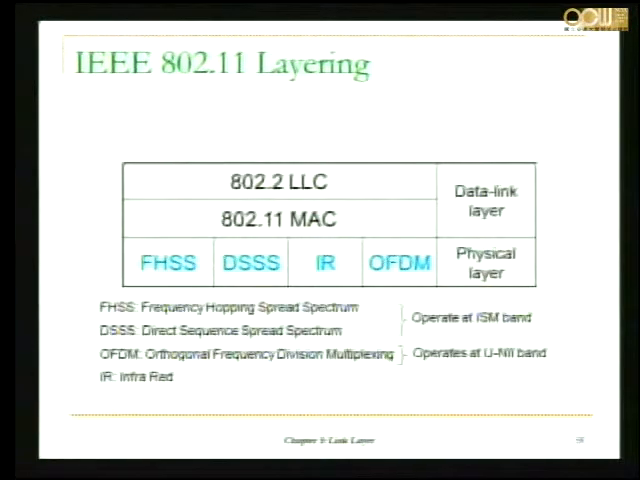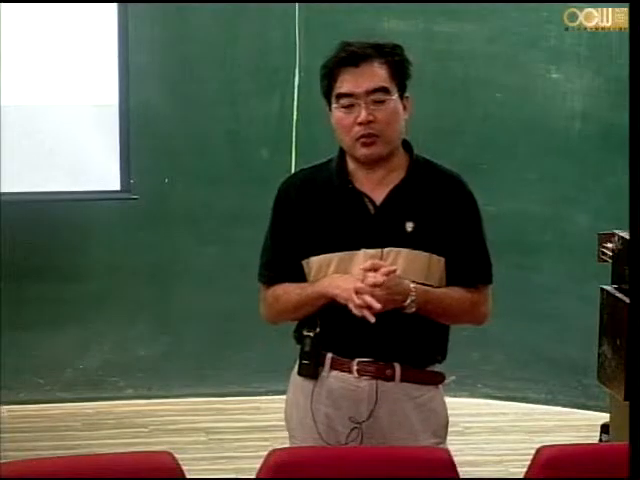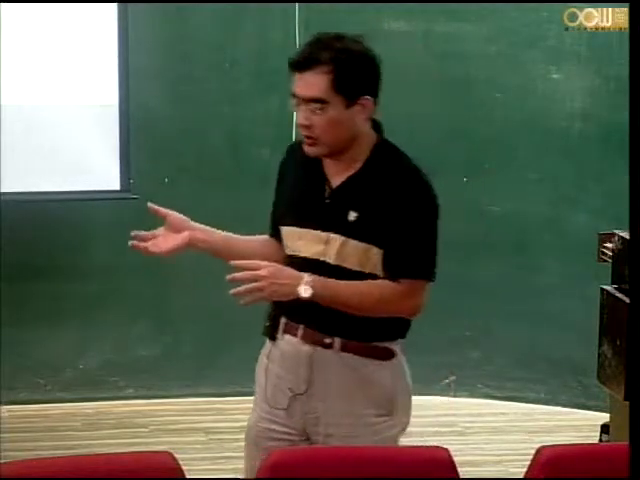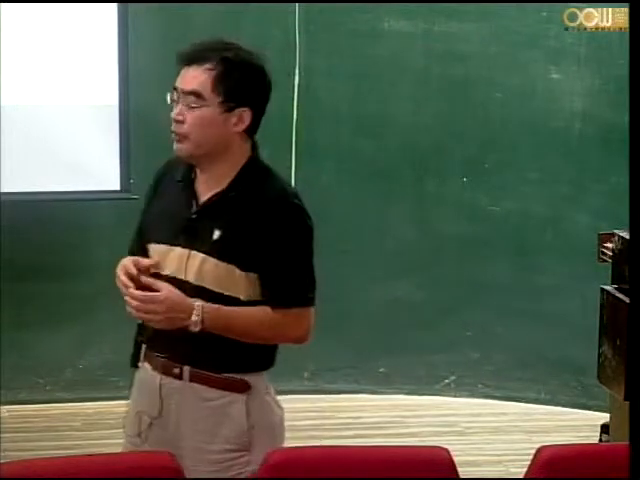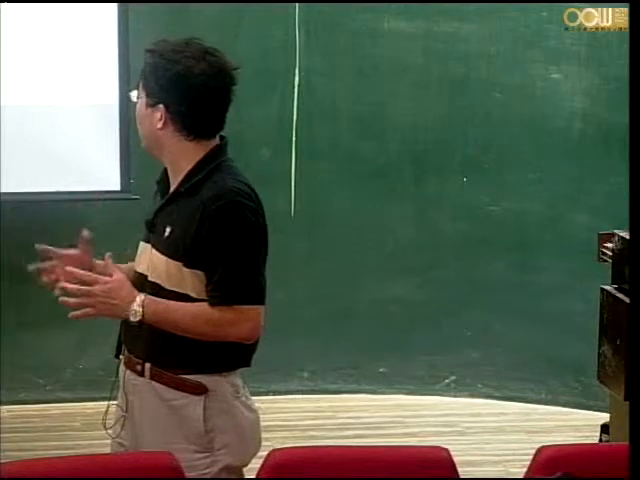Okay, and in 802.11, the physical layer has four alternatives: from frequency hopping spread spectrum to direct sequence spread spectrum to infrared to OFDM. The old technologies, the earlier standards of wireless LAN, used infrared and frequency hopping spread spectrum, but they were gradually abandoned in newer standards. The newer standards use direct sequence spread spectrum and OFDM.